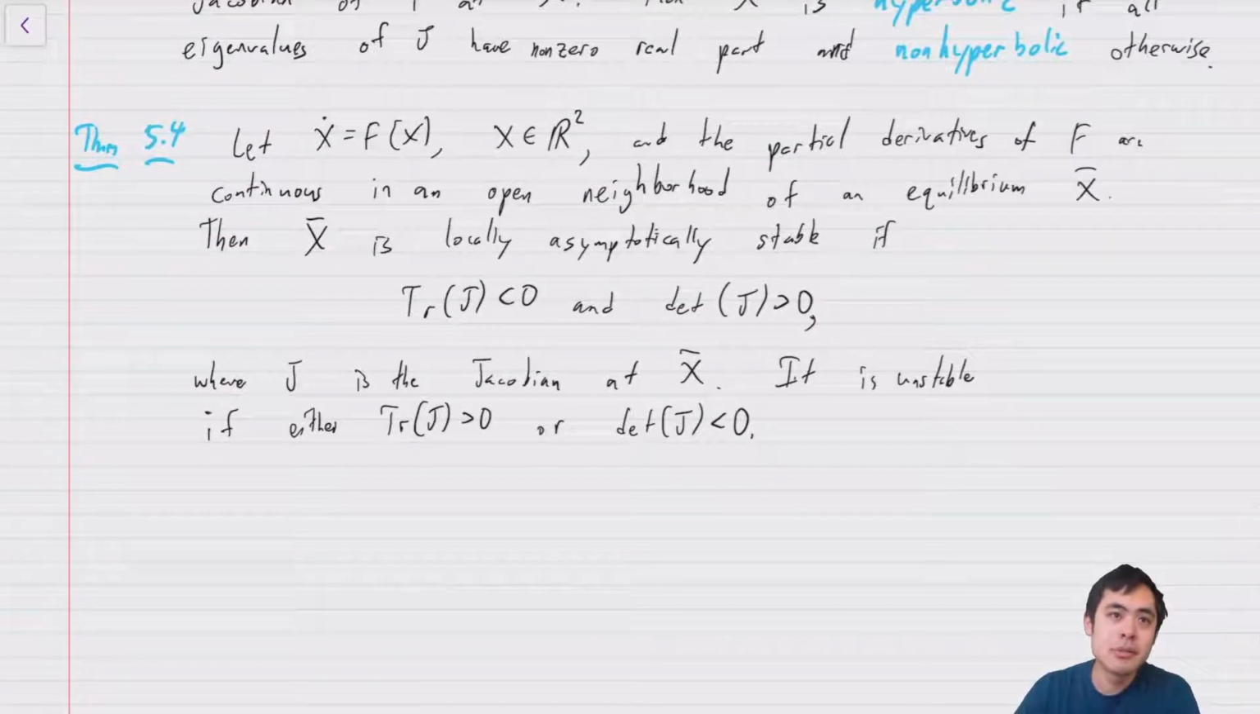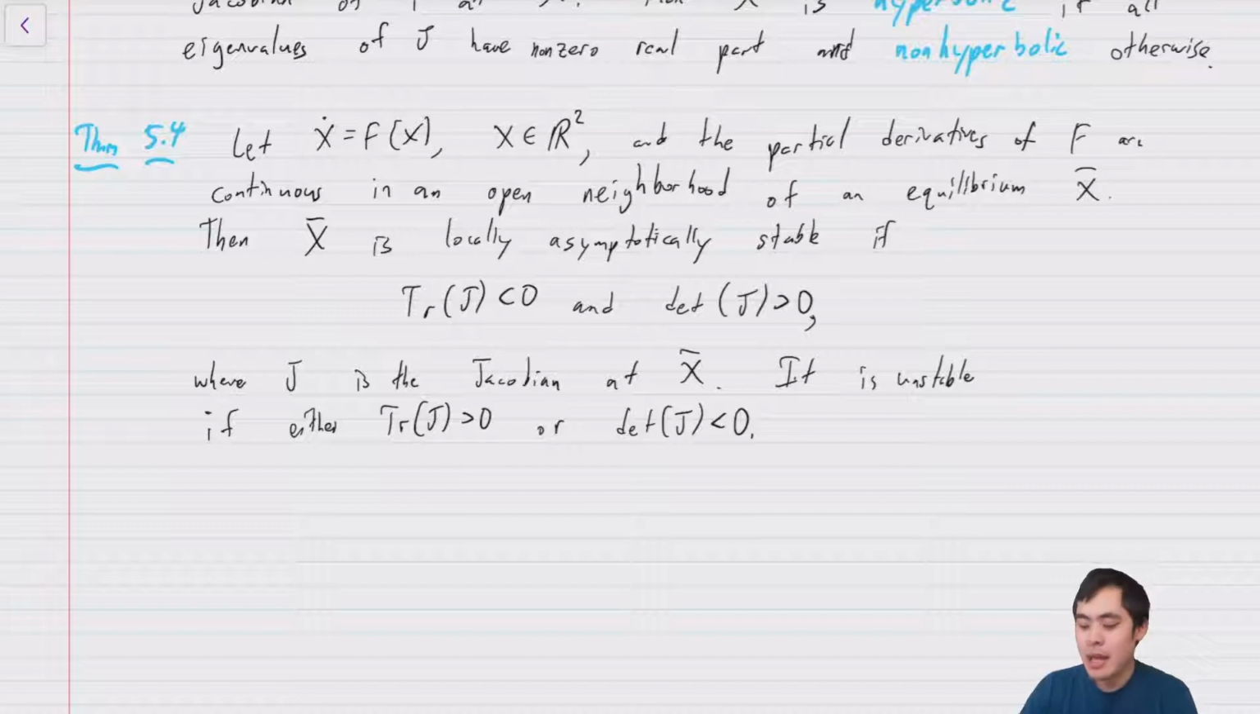And we can specialize this down to the two-dimensional case. In the two-dimensional case, we can entirely characterize the eigenvalues by the trace and determinant, as we did in some previous videos. And therefore, you can talk about the stability, instability and local asymptotic stability of a two-dimensional system.